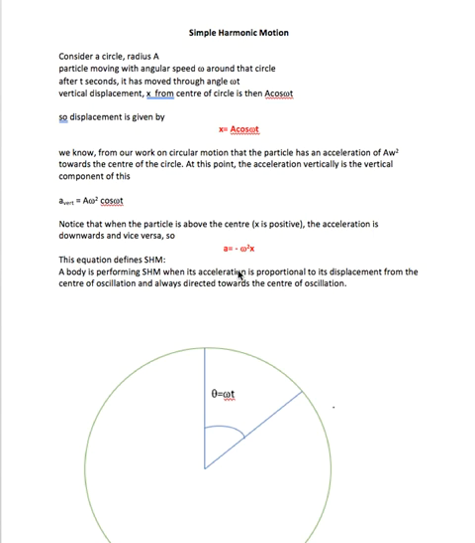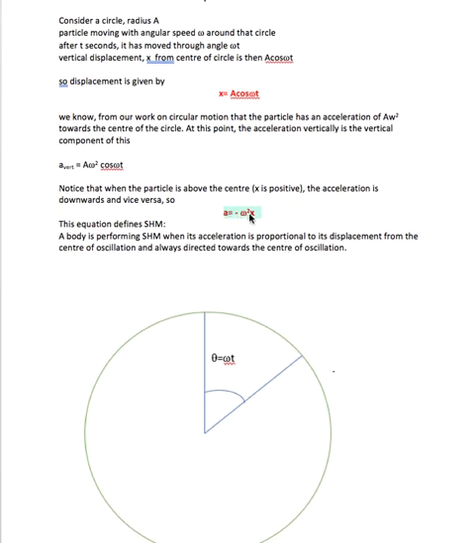The second of my videos on simple harmonic motion and the basics of it. So in our first video, we developed these two expressions here: x equals A cos omega t and a equals minus omega squared x. This equation defines simple harmonic motion. So there you have your definition of it.